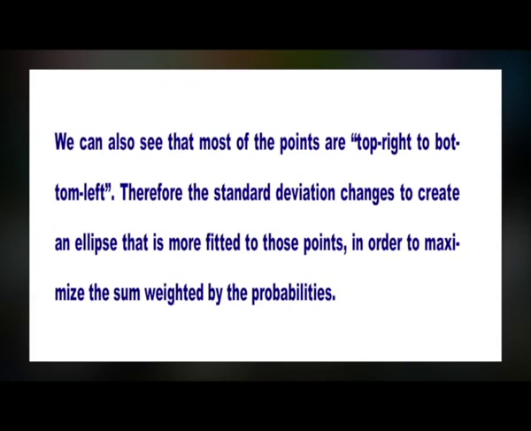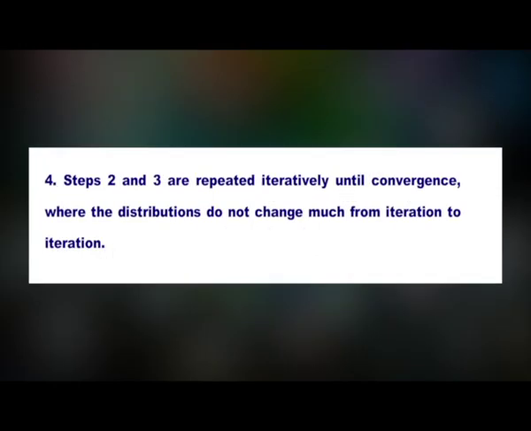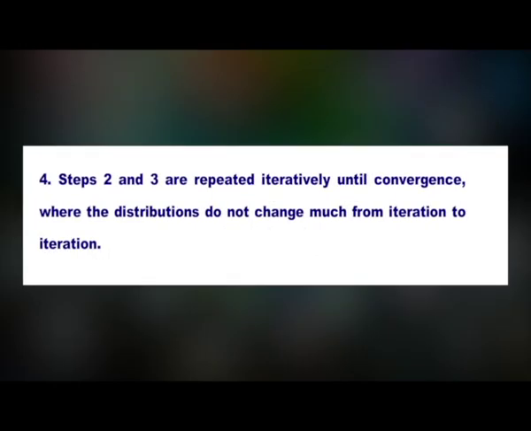We can also see that most of the points run from top right to bottom left. Therefore, the standard deviation changes to create an ellipse that is more fitted to those points in order to maximize the weighted sum. Now, repeat steps 2 and 3 iteratively until convergence, where the distributions do not change much from iteration to iteration.